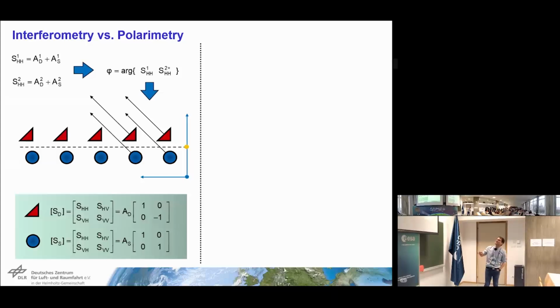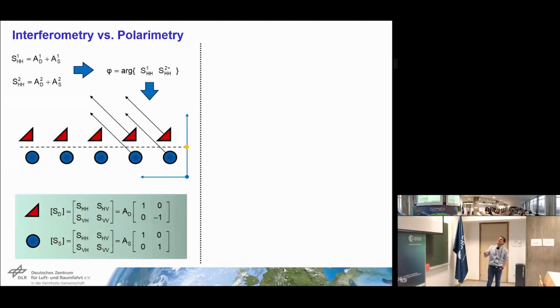So you transmit HH, so you transmit horizontal, you receive horizontal. Therefore in HH you have both contributions. So dihedrals and spheres scatter the same in this channel. Therefore, now you have the first image of your interferometric pair. In the first image you have the dihedral contribution plus the sphere contribution. In the second image, you will have again a dihedral contribution plus a sphere contribution.